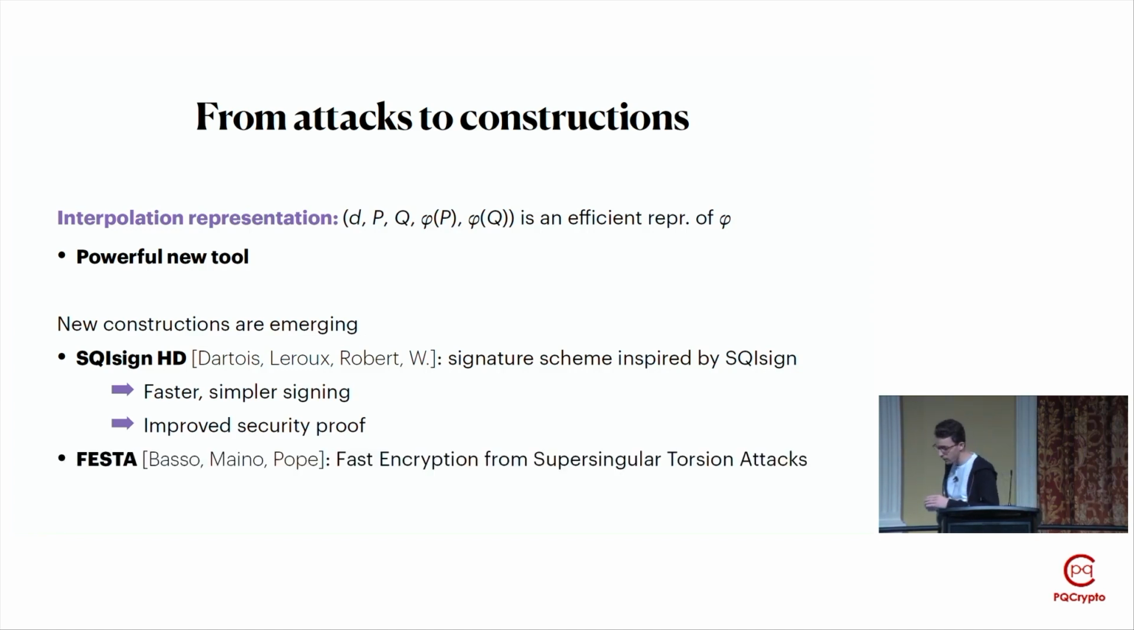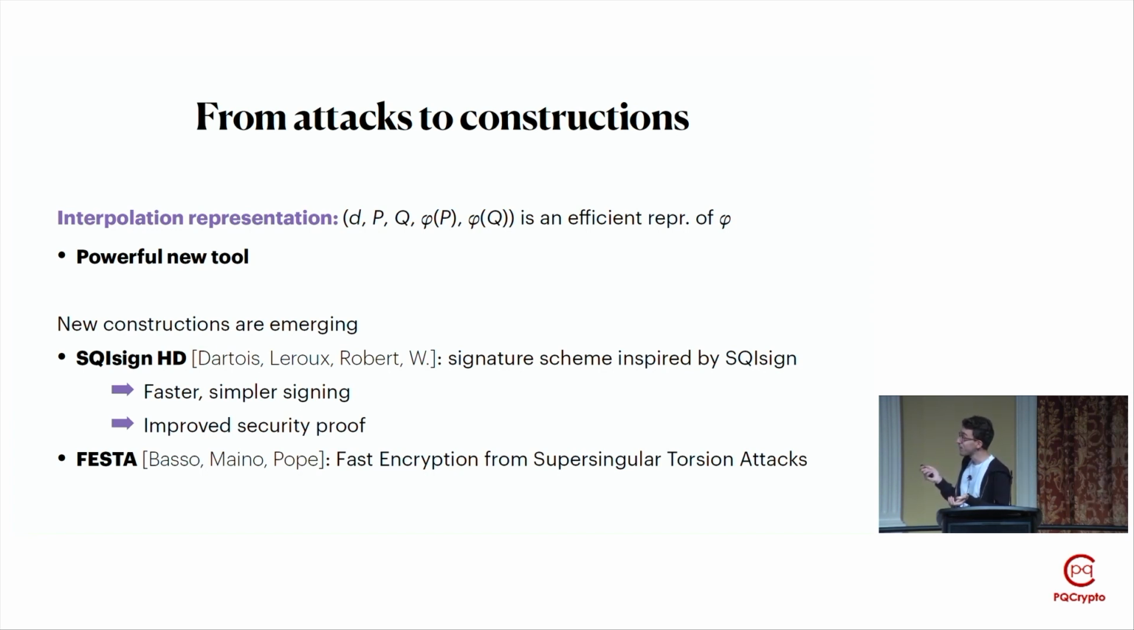Before that, I want to mention another application, FESTA, for fast encryption from supersingular torsion attacks by Basso, Meno, and Pope, where they also take this method and apply it constructively to build, this time, a public key encryption scheme. And the same concern arises. Now it's making constructive use of an algorithm that was introduced as an attack. And it says it's fast. So really, how fast is it? As the authors put it, the fast in the name is inspirational. It's not quite as fast as we would hope yet, but I'm very curious to see where this is going.